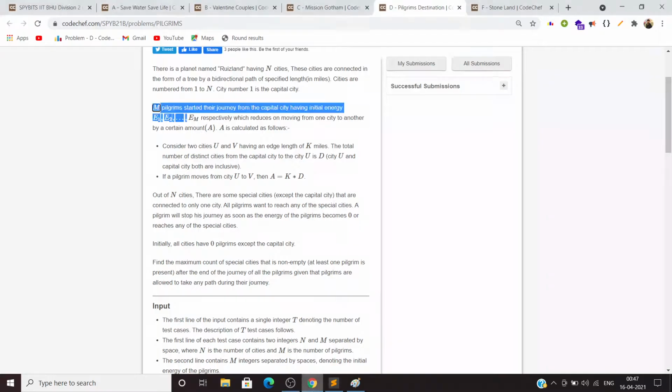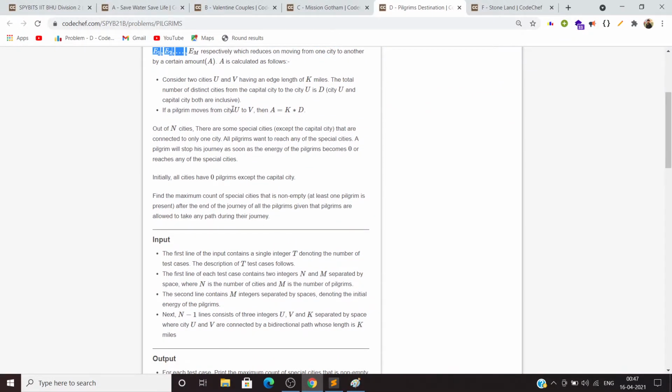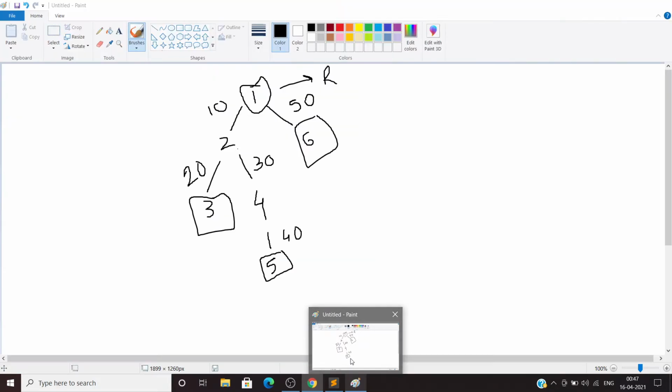After this, they are told that the energy required to move from U to V is K into D. What is D? D is the number of distinct cities that you have already visited before. So let me make you understand with this problem. So suppose these are the special cities that the pilgrims want to visit.